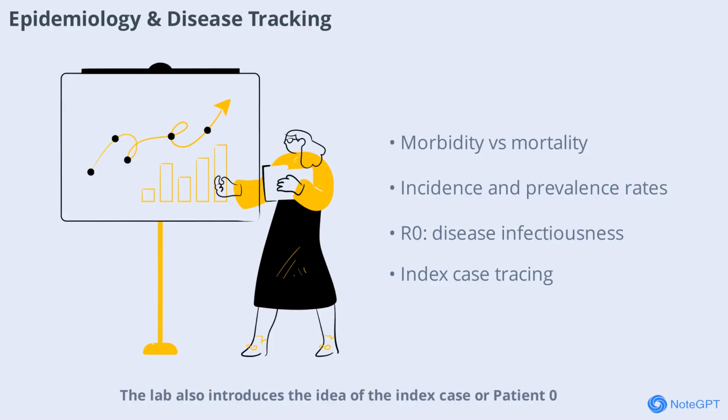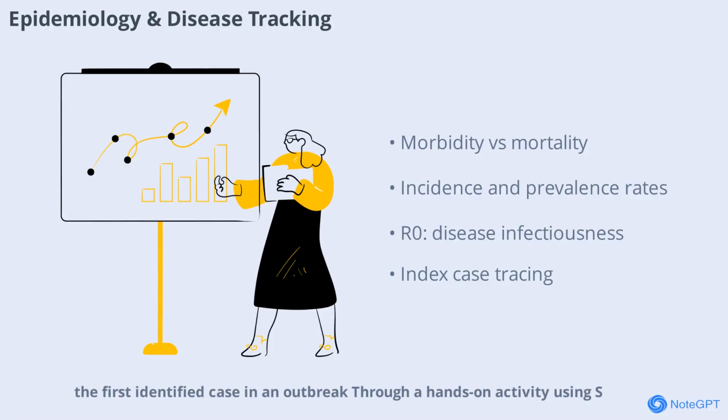The lab also introduces the idea of the index case or patient zero, the first identified case in an outbreak. Through a hands-on activity using Serratia marcescens and candy, students learned how diseases can spread and how to trace the source.